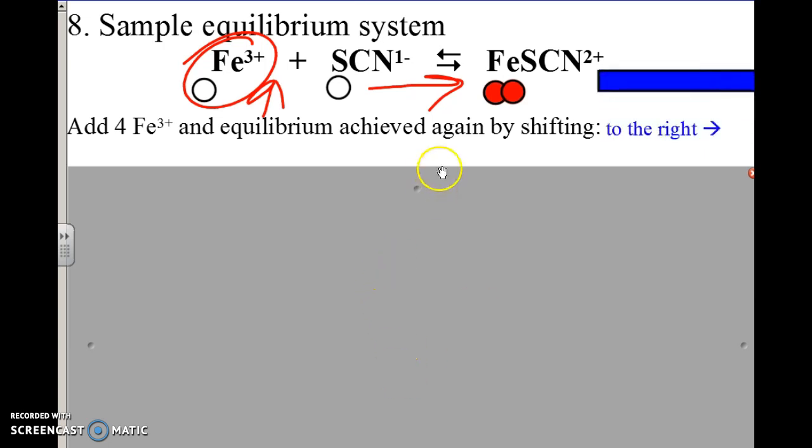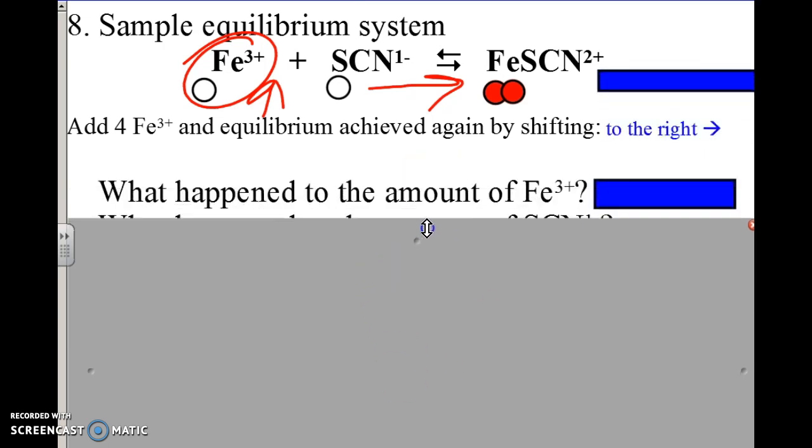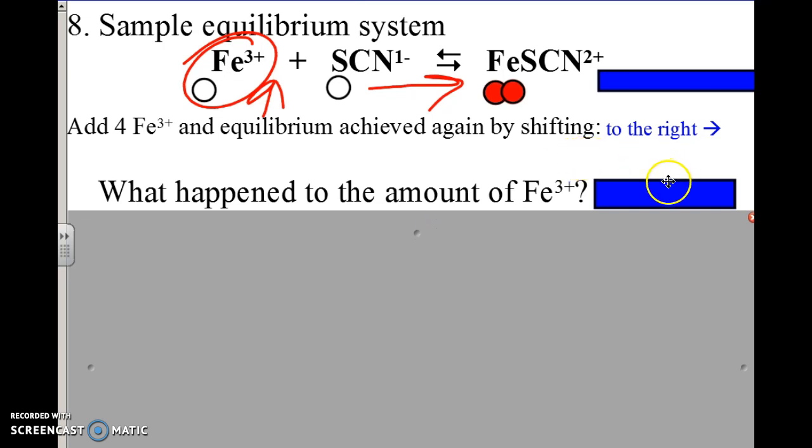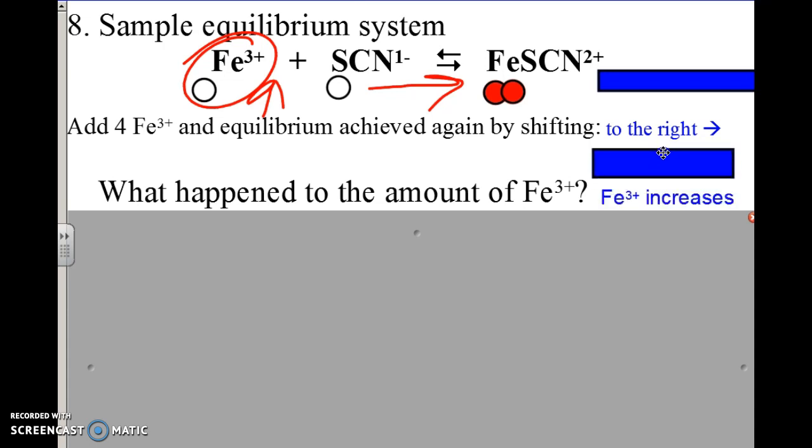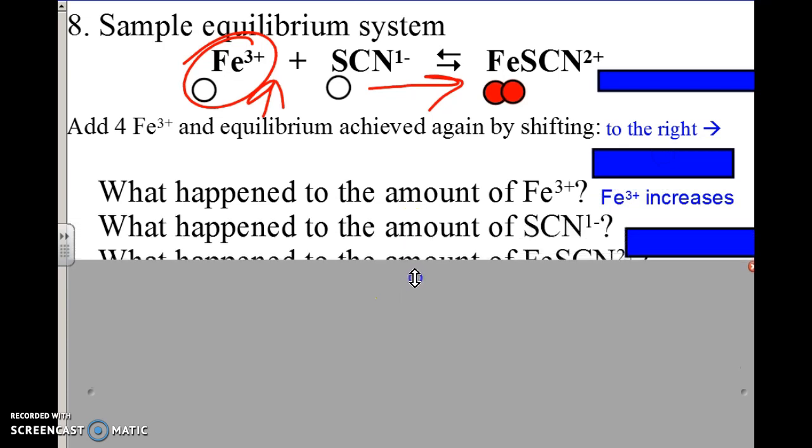So it's going to shift to the right. What happened to the amount of Fe? Well, if we added Fe, the reaction is going to try to get rid of it, but it can't get rid of all of it. So if you add Fe, the amount increases in the end.